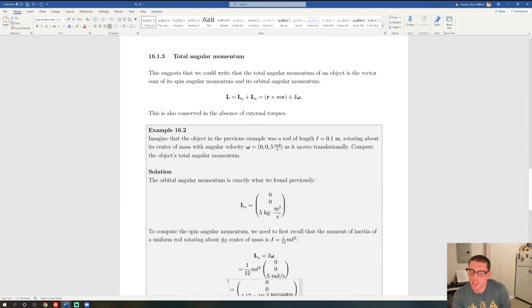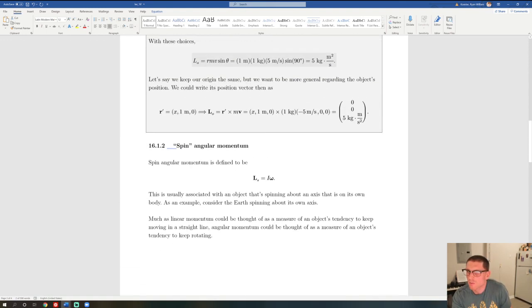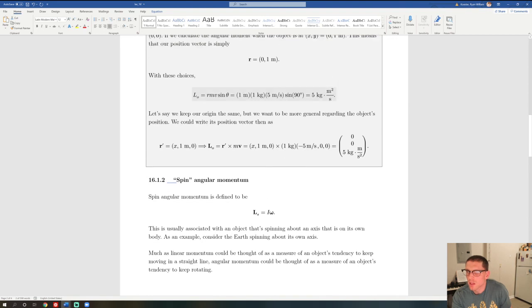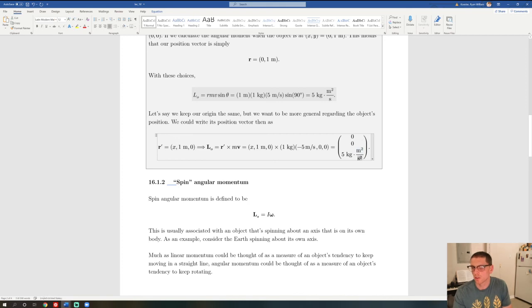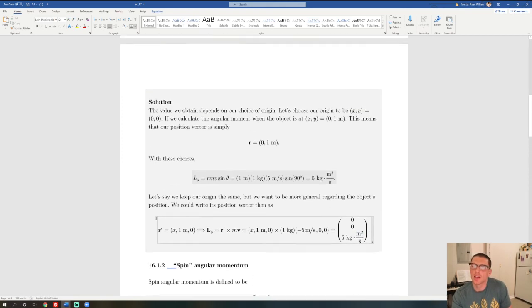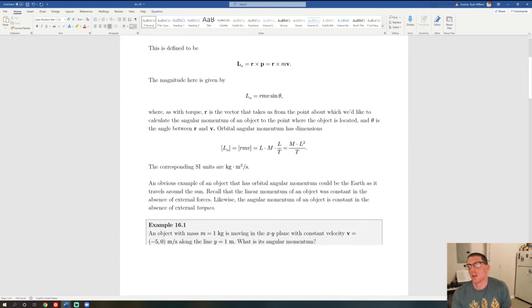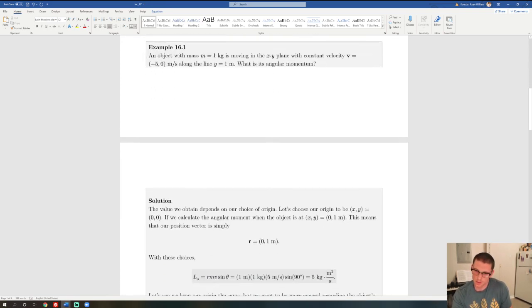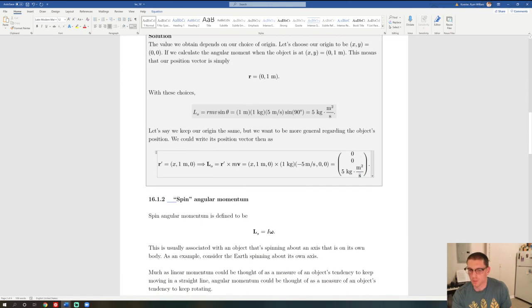Let me just make sure I didn't make that mistake anywhere else. Yeah, I did it. I first did it down here. Okay, just bear with me. So this, we said, should be meters squared per second, and that just comes back to this: kilogram meter squared per second. I apologize for that. Hopefully it wasn't too disruptive.